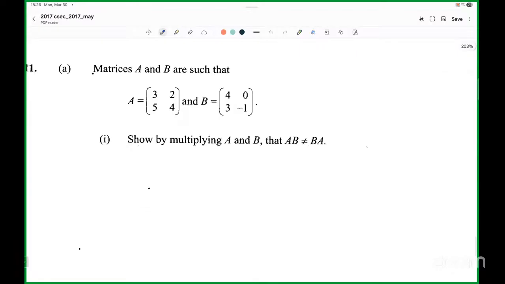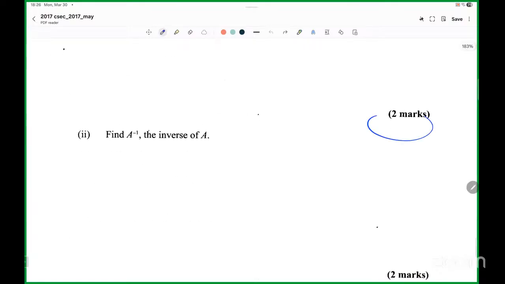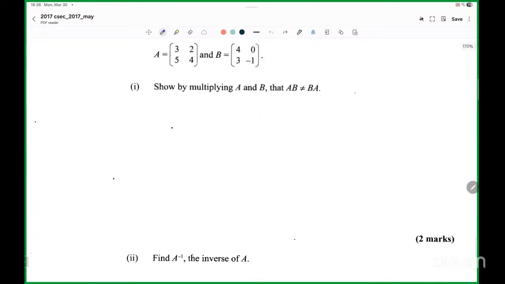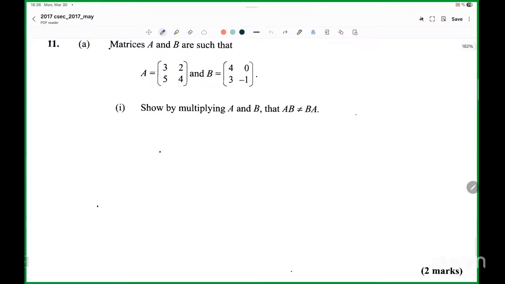The question says matrices A and B are such that A is this and B is that one. Show by multiplication that AB is not equal to BA. How many marks is this? 2 marks. As far as I'm concerned, if one value is different, then they're not equal. So I start by working out AB first.